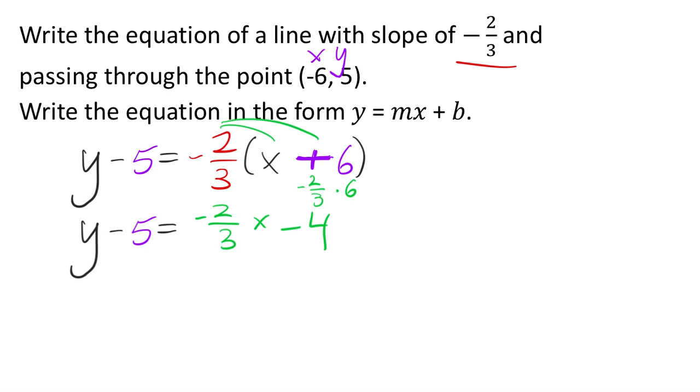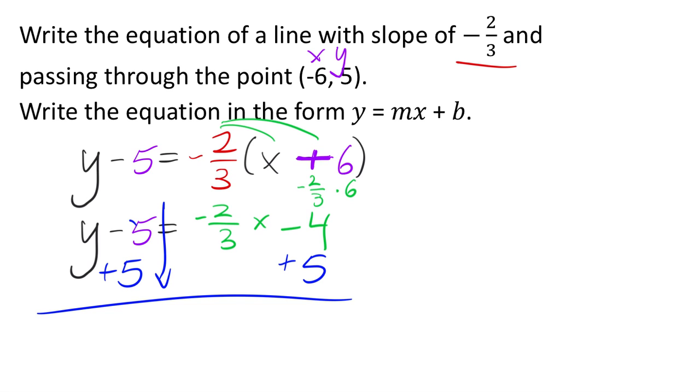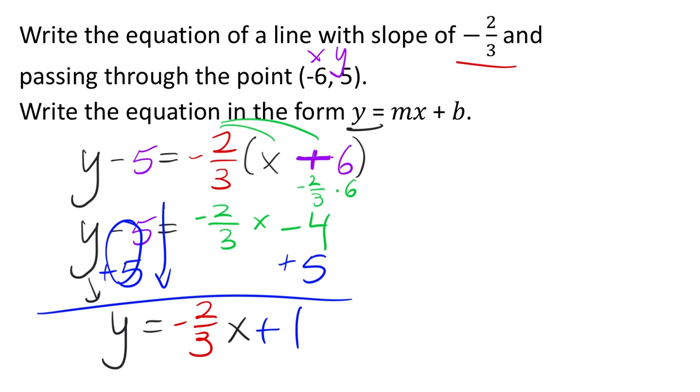The last thing I need to do on this one is to zero out that negative 5. So I'm going to add 5 there, but if I do it to one side, I must do it to the other side. That does zero it out. I can drop the y, which is now by itself, just like it is in slope-intercept form. We already knew that the slope was negative 2/3 of the x, but then we just found that the corresponding y value, or y-intercept, is going to be 0, 1. And that right there ends up being our equation for a line with a slope of negative 2/3 and passing through the point negative 6,5.